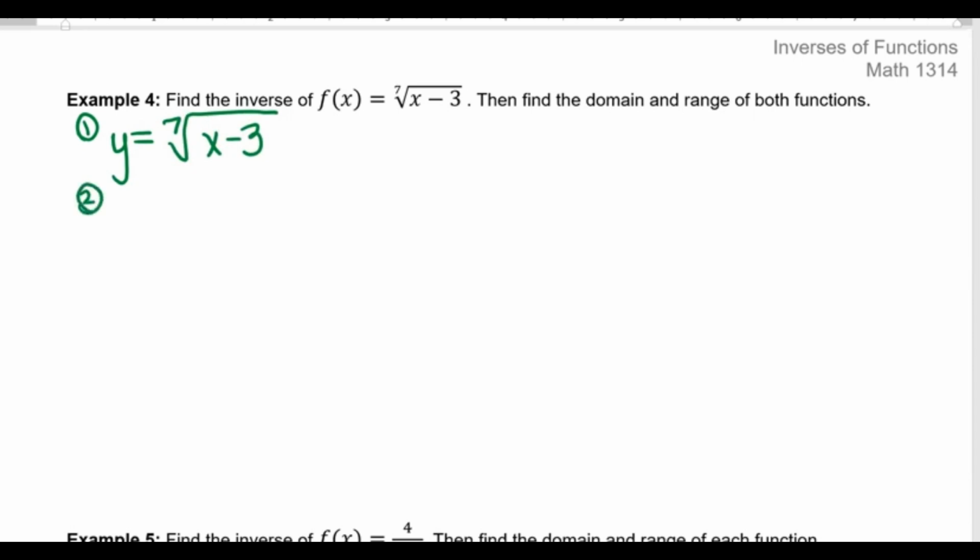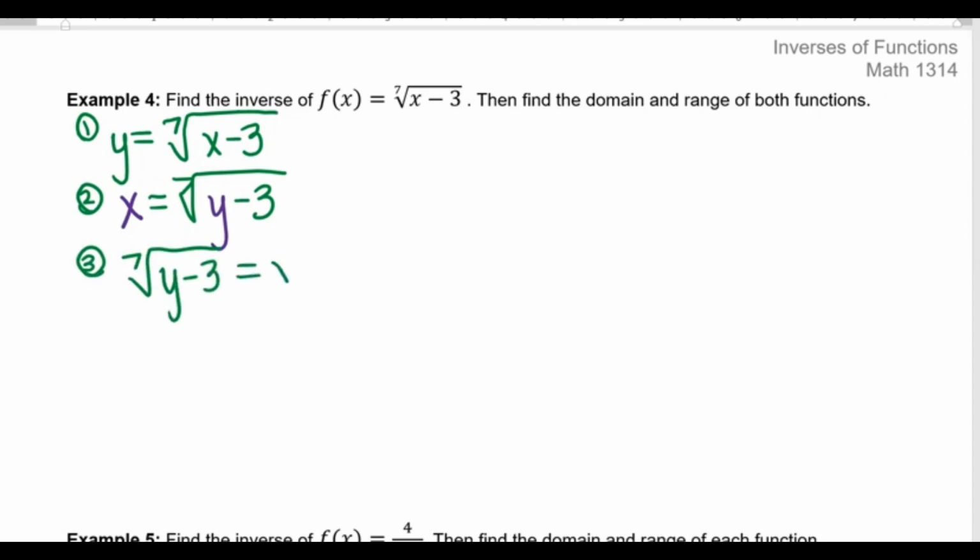Step 2 says we need to switch x and y. So we're going to have x is equal to the 7th root of y minus 3. Third step is solve for y. So I'm going to rewrite this with y on the left-hand side, as we are trying to solve for y.